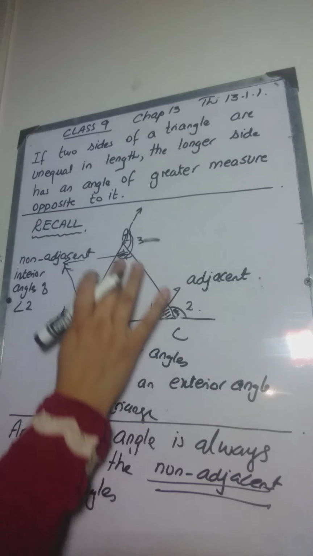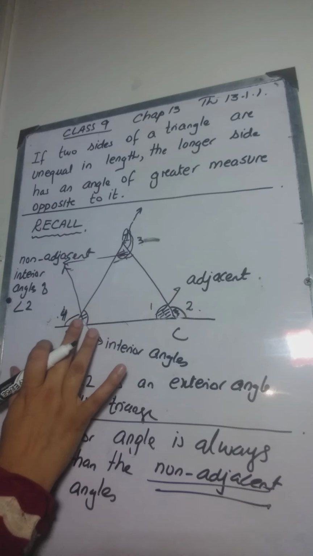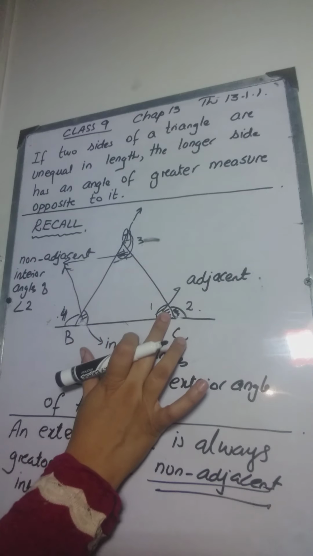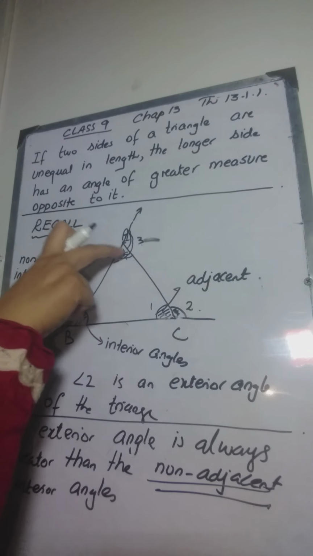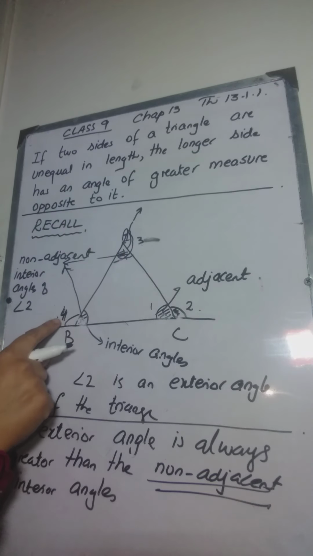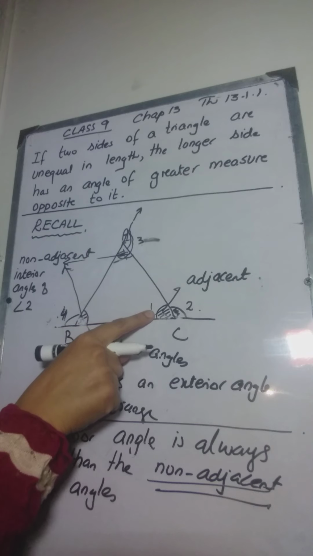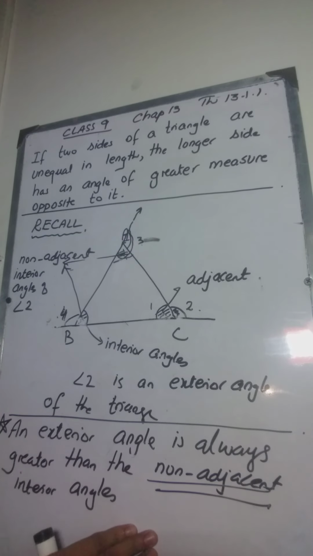Out of 3 interior angles, 2 will be non-adjacent and 1 will be adjacent. We are talking about the non-adjacent one. This exterior angle will be greater than these two non-adjacent interior angles. Similarly, angle 2 will be greater than these two because these are the non-adjacent ones. And if we consider angle 4, it will be greater than these two non-adjacent interior angles. So this is what we need to remember because we are going to use it in the proof of theorem 13.1.1. So let's start the theorem.